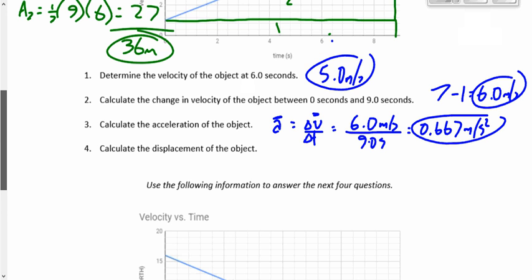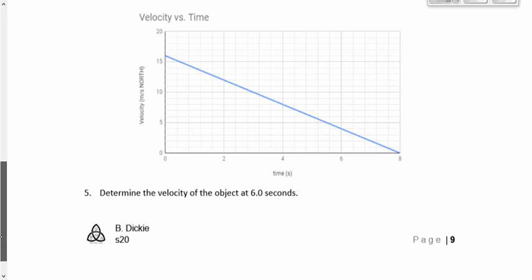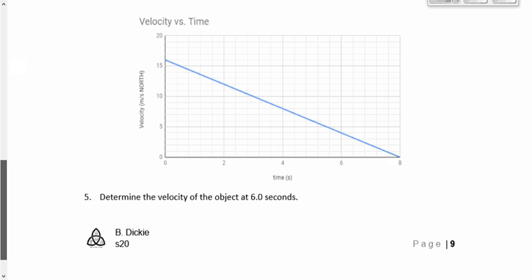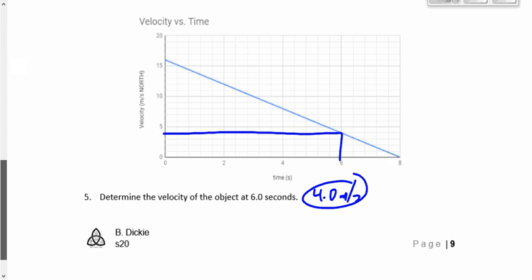All right, next one. The velocity at 6 seconds, up and over. At 6 seconds, it looks like 4, isn't it? 4.0 meters per second.